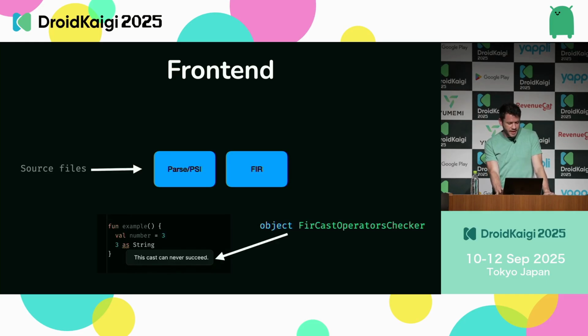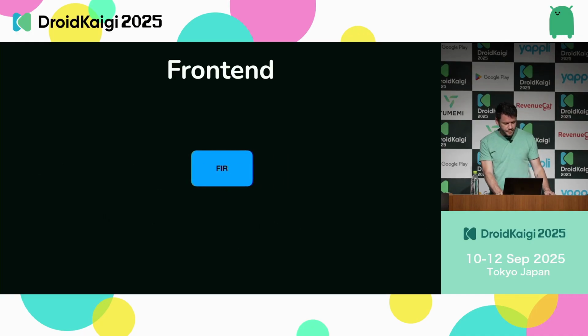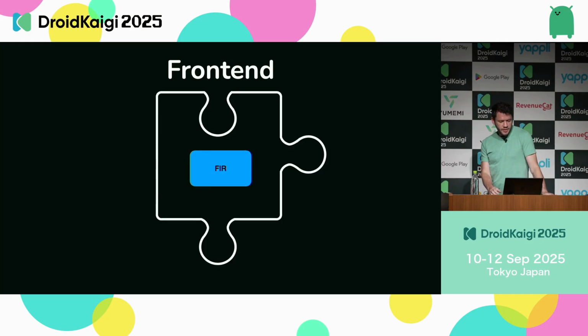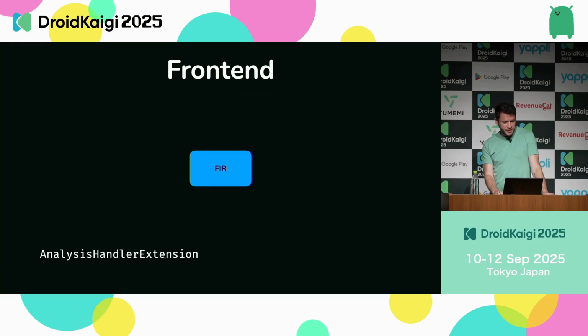FIR was introduced in K2 to streamline the compiler front end, significantly improving compiler performance along the way, unifying the model the compiler and IDE ran, and making it much easier to introduce new language features. The front end is also pluggable. In K1, there was something called analysis handler extension, which I'm not going to cover here, but it's worth mentioning that's what Anvil was built on top of and why it was so much faster than kapt for factory generation at the time. It's also what KSP1 was implemented on.